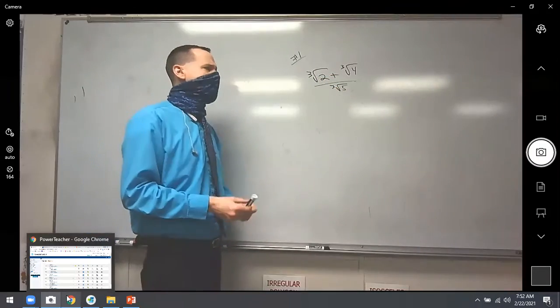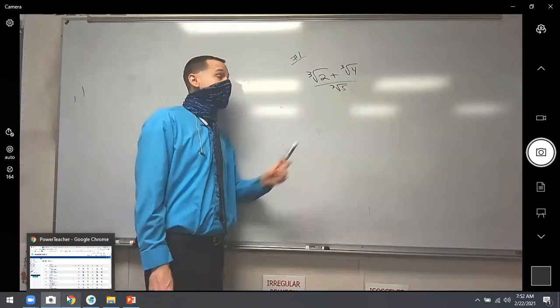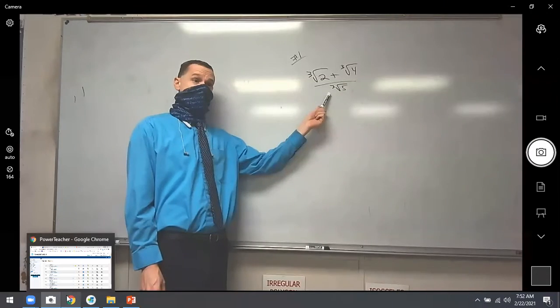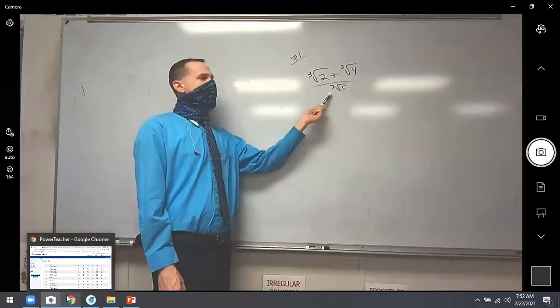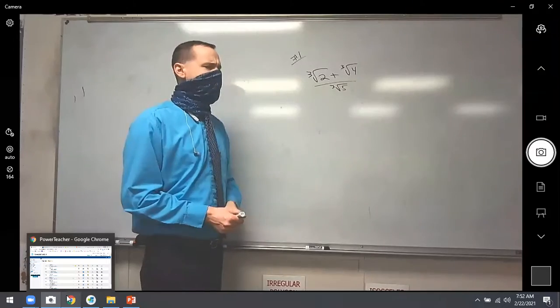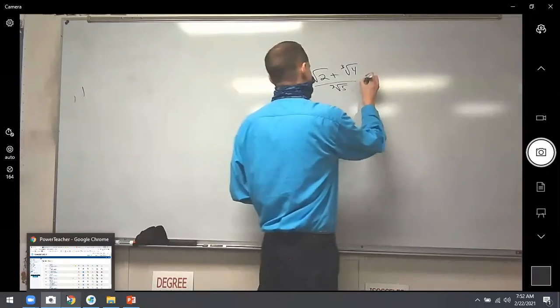The one thing they want you to do is rationalize the denominator. That means you don't want weird roots in the bottom, okay? That's just code for that. So what is on the bottom? Well, I got a cubic root of 5. Now, here's how you rationalize it when it's something like this.